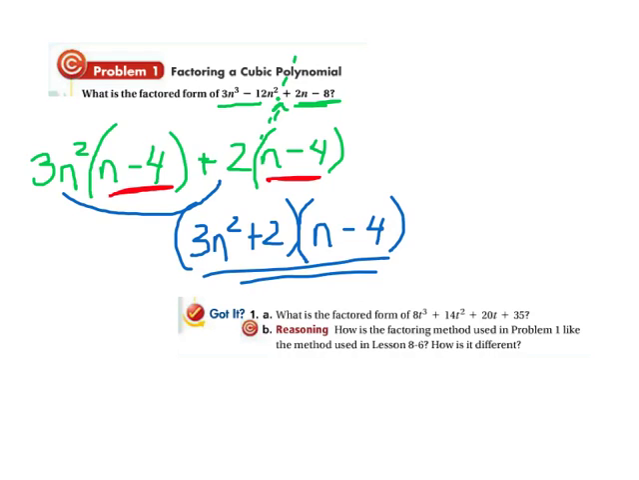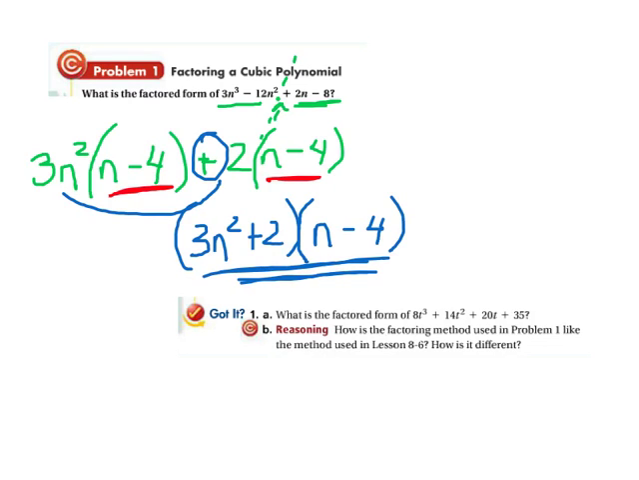The reason we can do this is the distributive property, and we're just working backwards. So if you look at this, as long as those other 2 factors match, we can get rid of this addition right here by putting them into these factors.